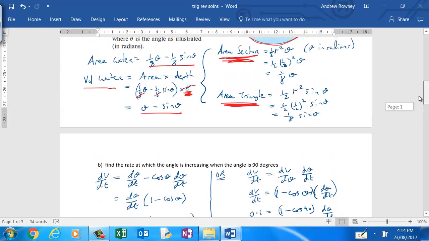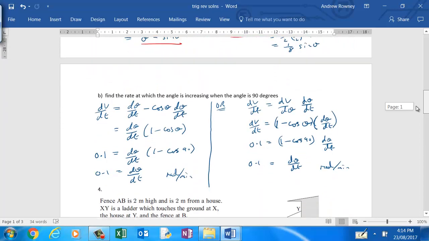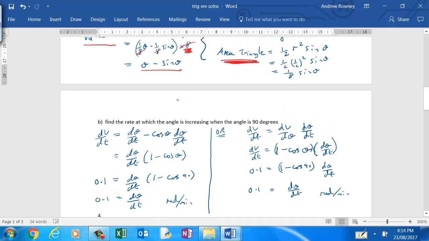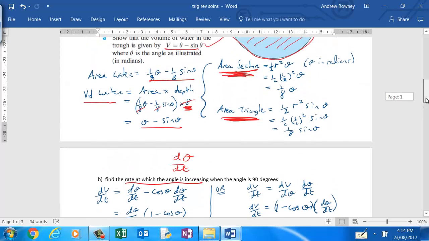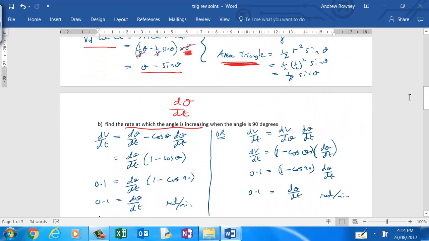So we need to find d theta by dt, the rate at which the angle is increasing. That's the angle. If you ever do a rate, it's got to be d by dt. So we want d by dt of theta. Now we don't have a formula for theta, we've got a formula for volume. So we can do this two ways.